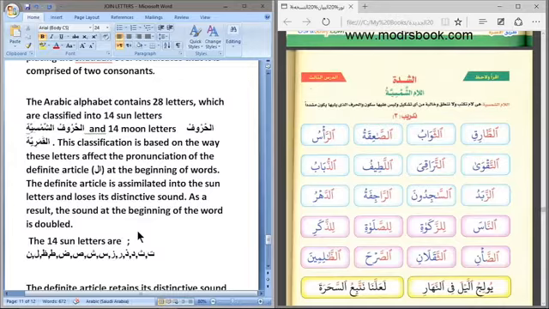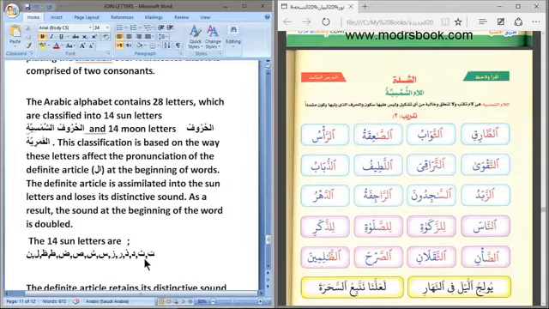We'll list them out now, inshallah. The 14 sun letters are listed there. They are ta, tha, dal, dhal, ra, zai, sin, shin, sad, dad, ta, za, lam, and nun. So if these letters come after alif and lam, we have to omit the lam and pronounce the word directly with those letters. Examples are being given here.